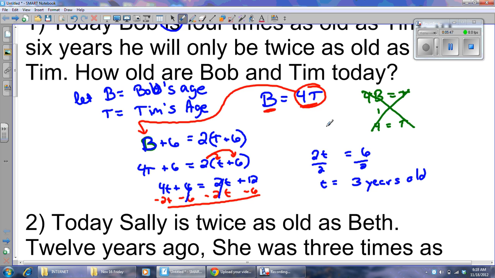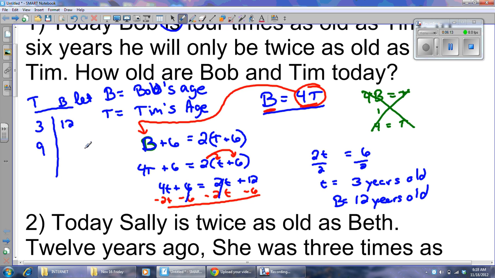Now if Tim is 3 years old, looking at this equation, that means Bob must be 12 years old. All right. Now let's check our answer. If Tim is 3 and Bob is 12, that is 4 times greater. And then in 6 years, Tim will be 9. I should put a T there and a B there, right? And then in 6 years, Bob will be 18, and sure enough, that's twice as old.